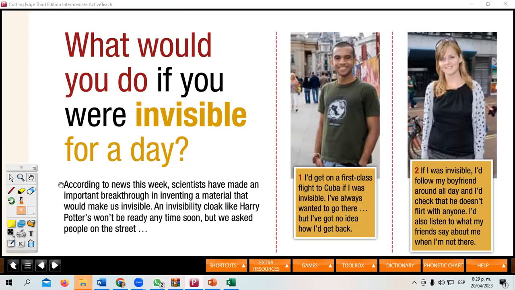So let's check new vocabulary. What is breakthrough? Do you know? Breakthrough is a descubrimiento. Similar to discovery, or progreso también podría ser en este contexto. A breakthrough in inventing a material that would make us invisible. An invisibility cloak. What is a cloak? Capa? Like in Harry Potter. Yes, capa.